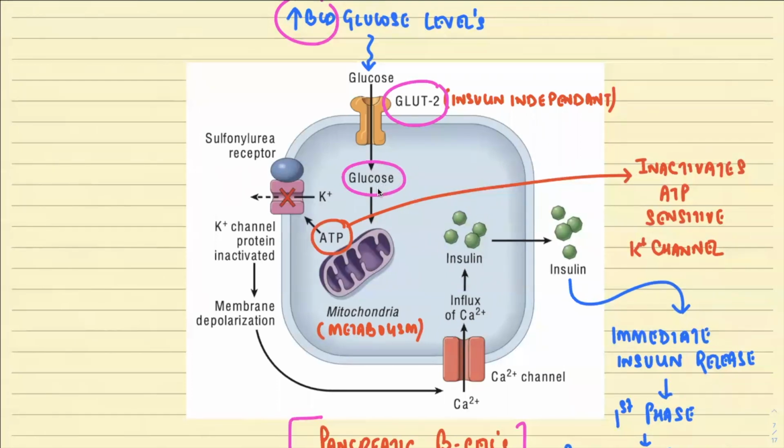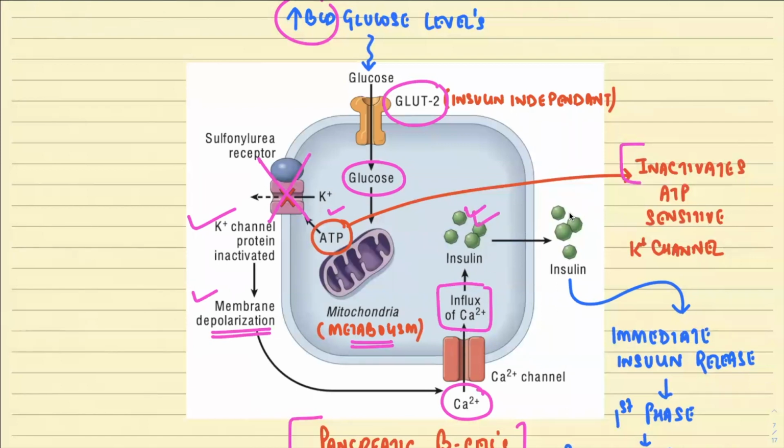So this glucose enters the pancreatic beta cell. Inside, it undergoes metabolism in the mitochondria, and via oxidative phosphorylation ATP is generated. This ATP is going to inactivate the ATP sensitive potassium channel. Once the potassium channel is inactivated, it leads to membrane depolarization, that is, excitation leading to an influx of calcium within the beta cells of the pancreas. This influx of calcium stimulates the release of insulin.